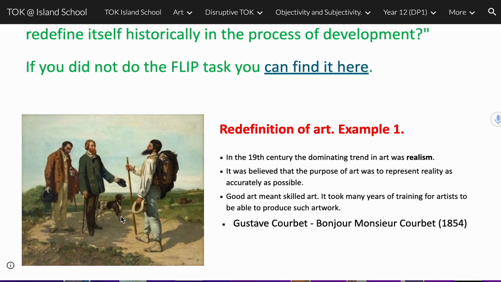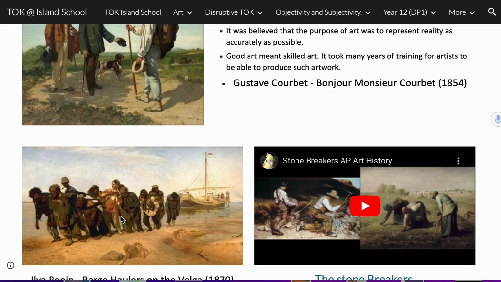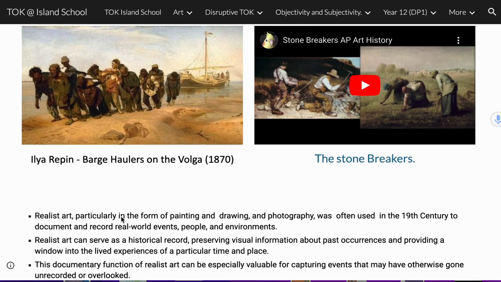So we dug down a little bit into the realism movement. Interestingly, the realism movement was a progression from the Romanticists. The realism was depicting real people doing real things in real situations. There are some examples here. In particular, the Stonebreakers is a very good example of the role of realism and what constitutes good art. So it's the faithful reproduction of real life events.